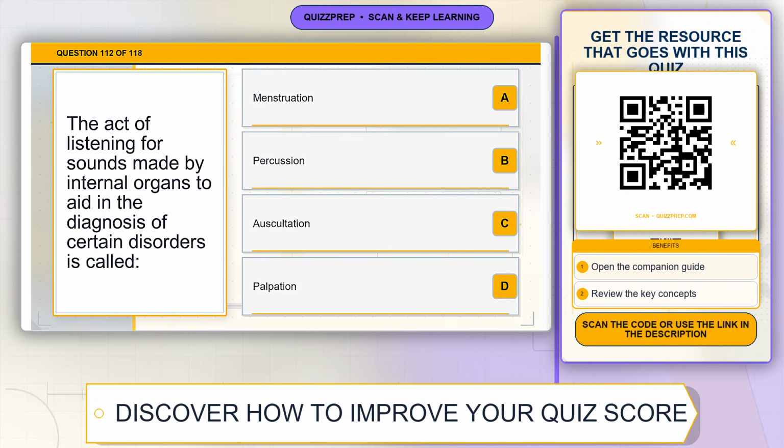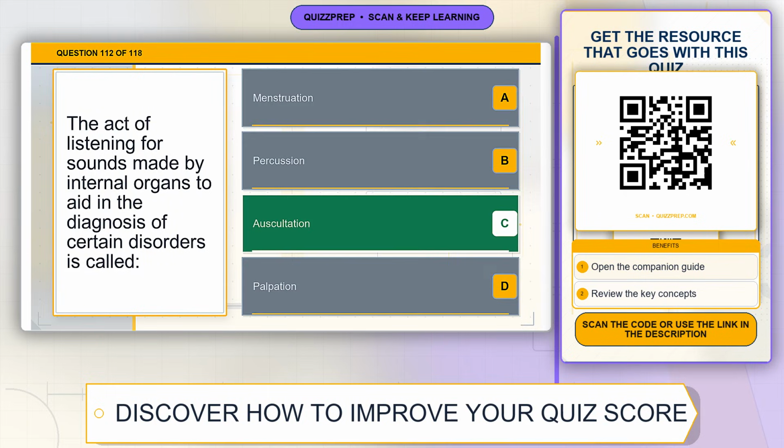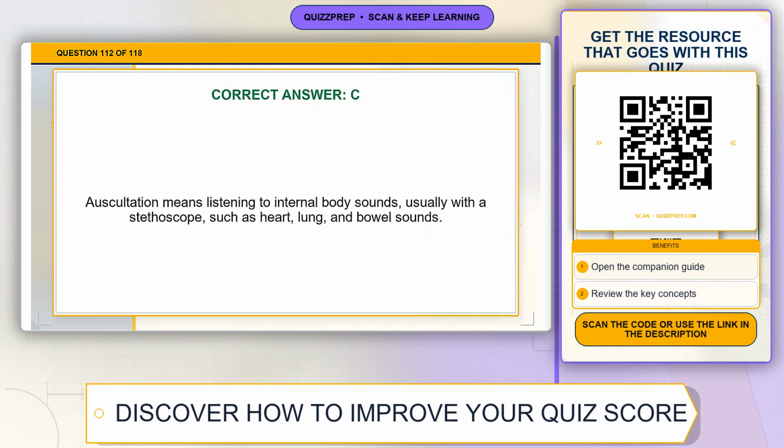Question 112. The act of listening for sounds made by internal organs to aid in the diagnosis of certain disorders is called: Option A. Menstruation. Option B. Percussion. Option C. Auscultation. Option D. Palpation. The correct answer is option C. Auscultation. Explanation. Auscultation means listening to internal body sounds, usually with a stethoscope, such as heart, lung, and bowel sounds.